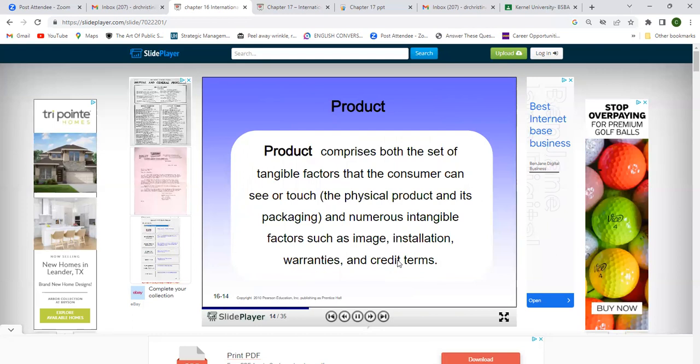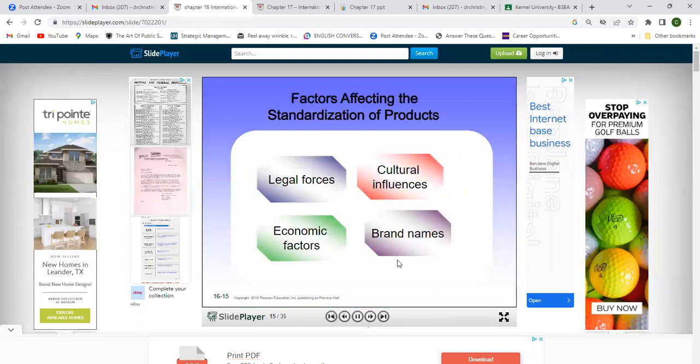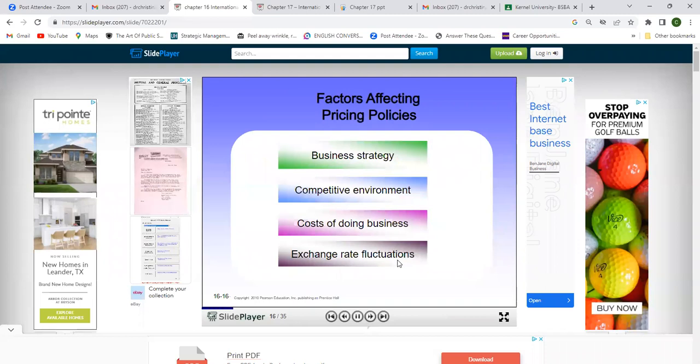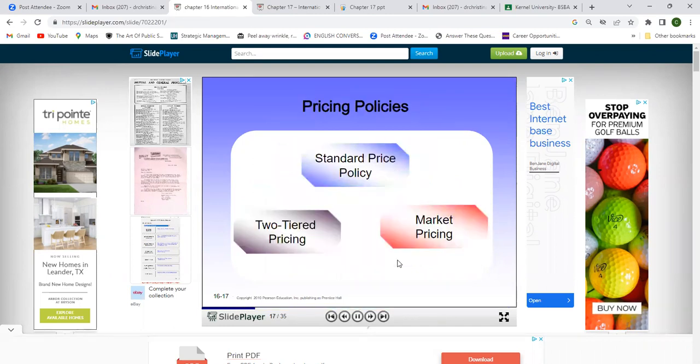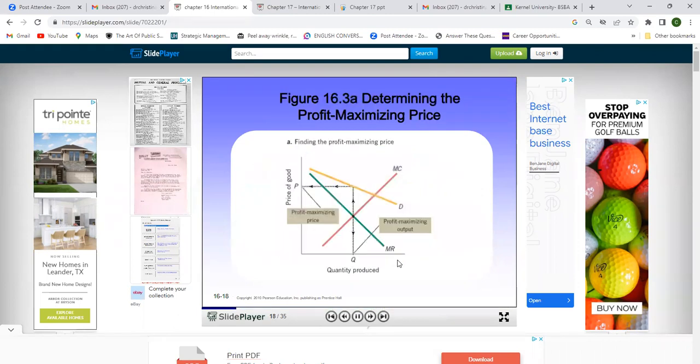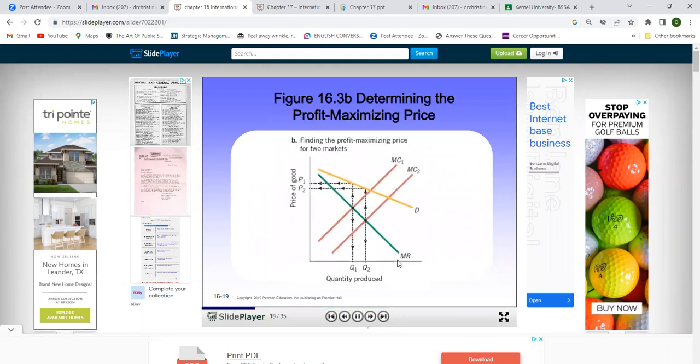Product: it comprises both sets of tangible factors the customer can see or touch, like the physical product and packaging, and numerous intangibles like imagination, installation, and warranties. Then you have standardization, legal forces, cultural influences, economic factors, and name brands. We also have business strategy, competitive environment, cost of doing business, and exchange rate fluctuation. Pricing policy: standard price policy, two-tier pricing, market pricing. Determining the product's maximizing price, finding the profit-maximizing price of two markets.